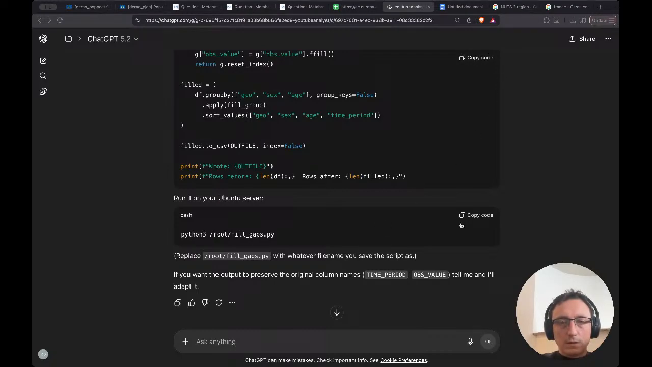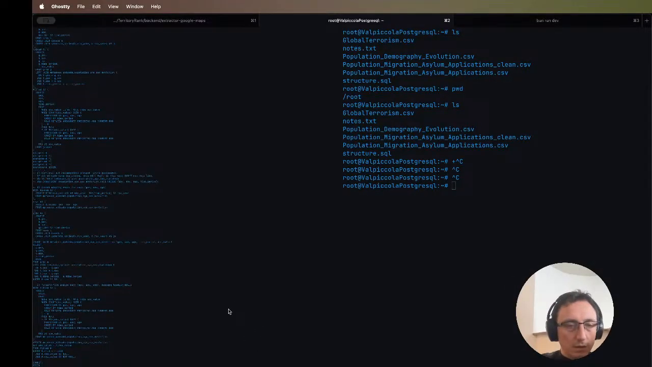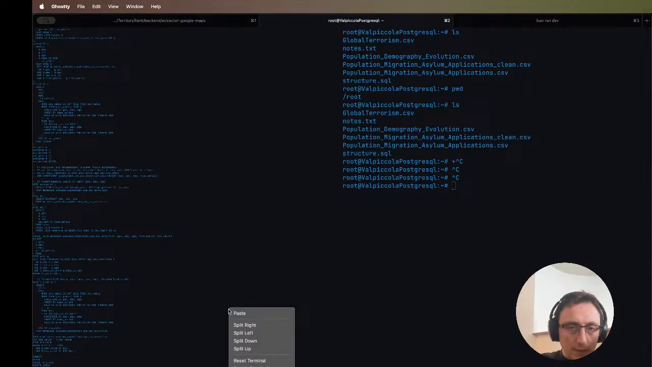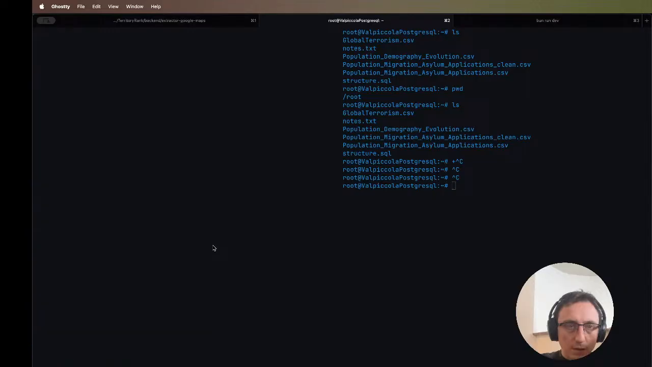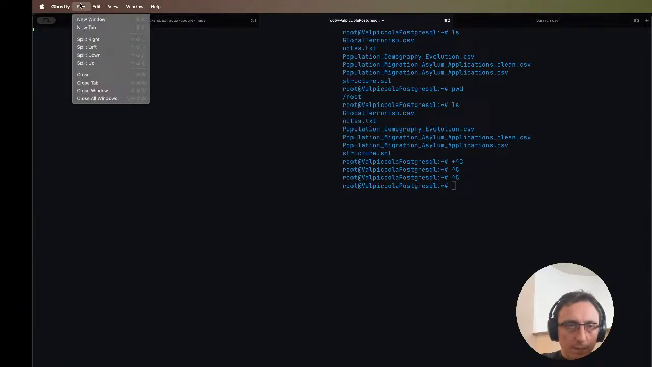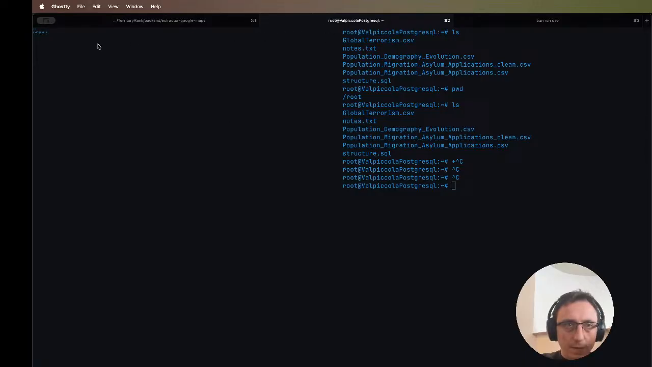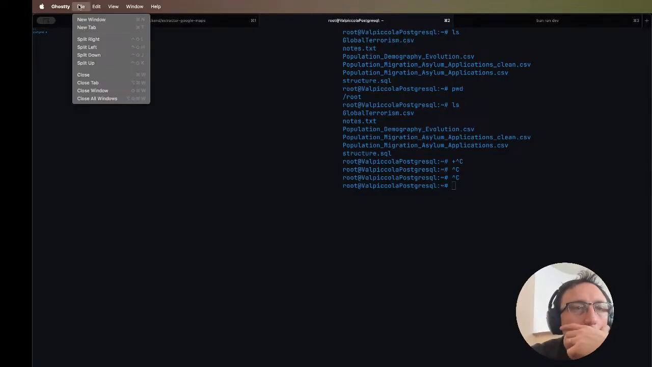So something I'm going to do is to show you Ghost. Now I don't understand why I cannot increase the size. Damn it.